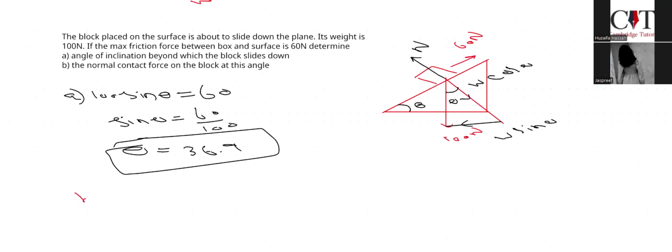The normal contact force on the block at this angle. So tell, it will be N equals 100 cos theta. Yes, 100 cos 36.9, since we have the angle. So your answer would be 80.